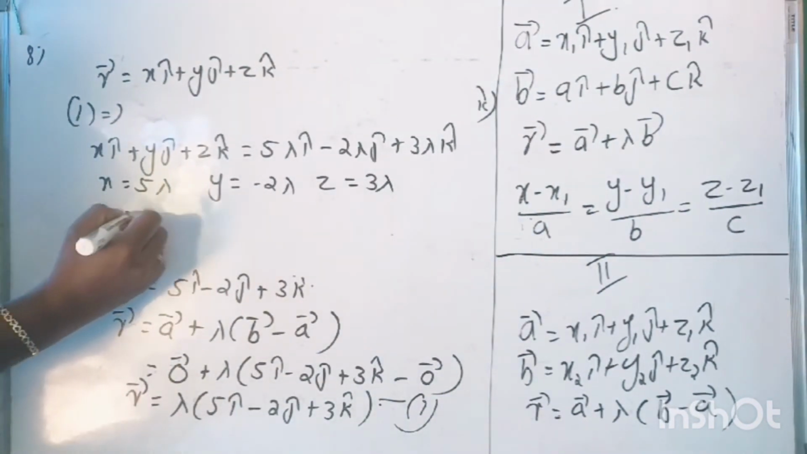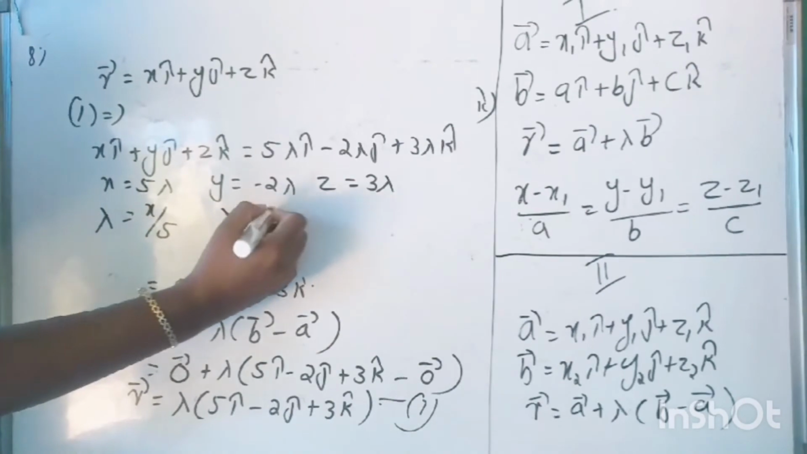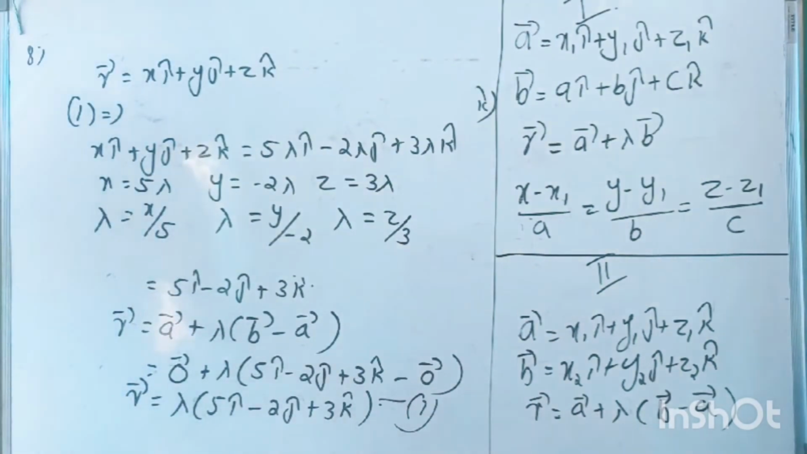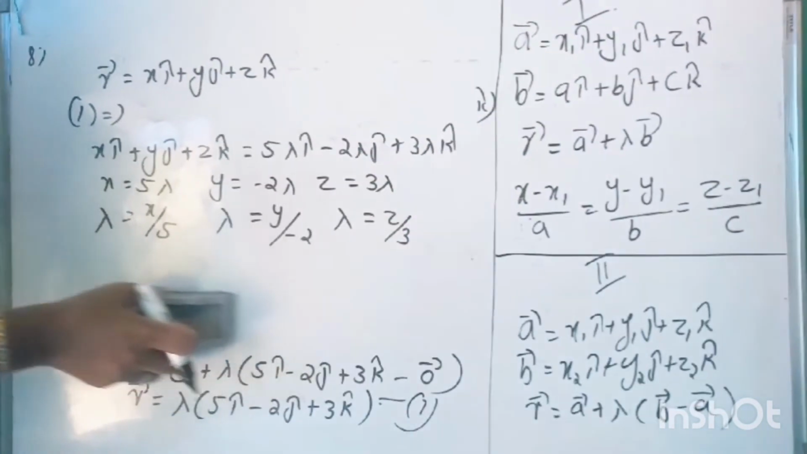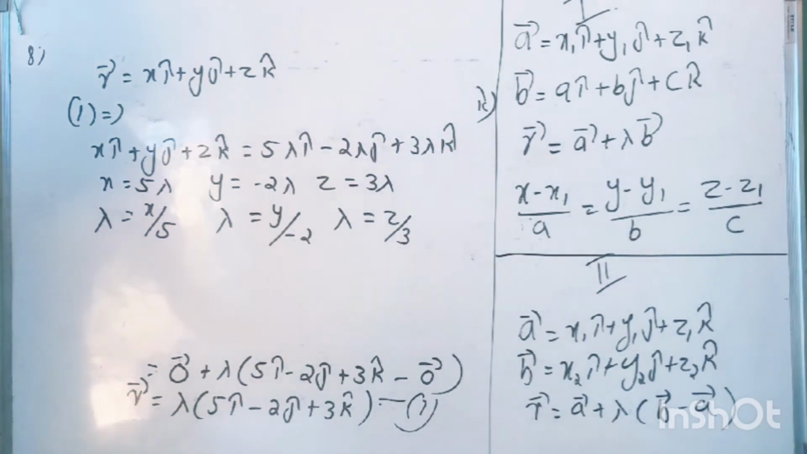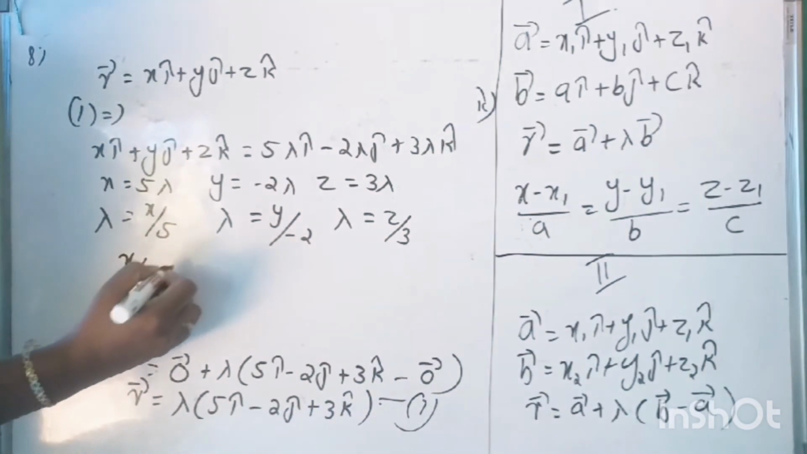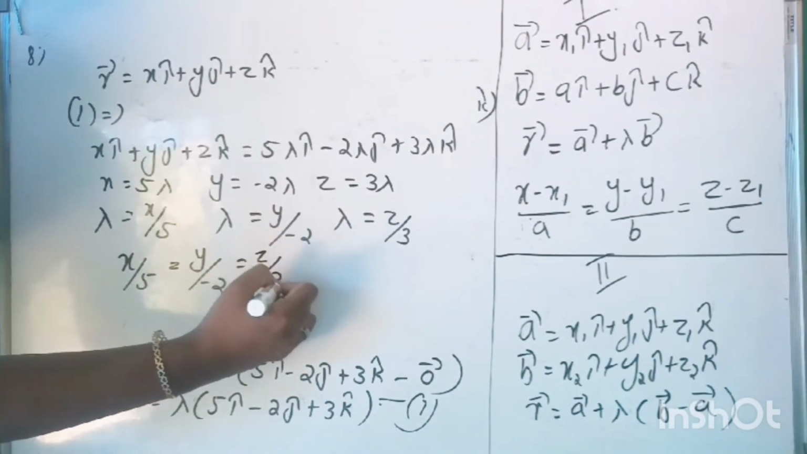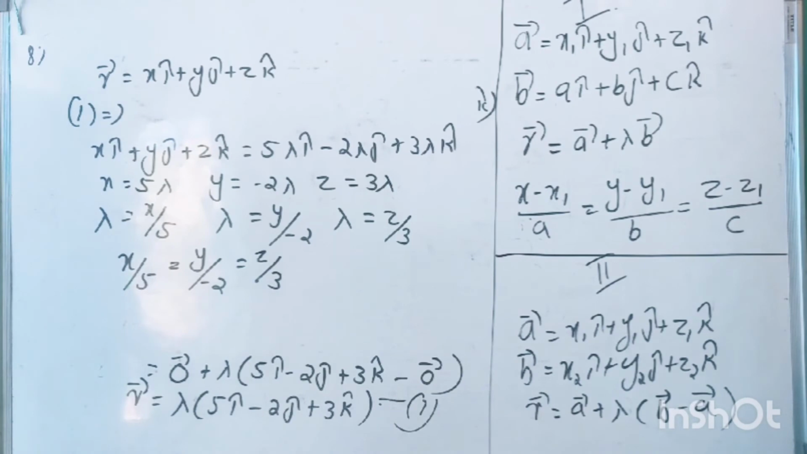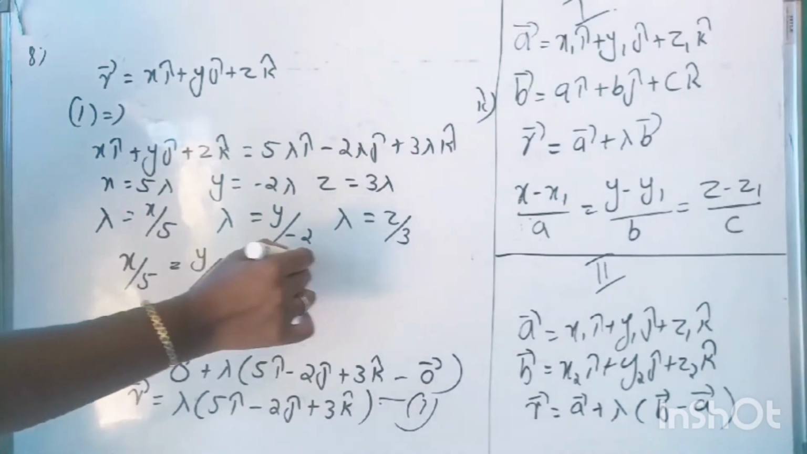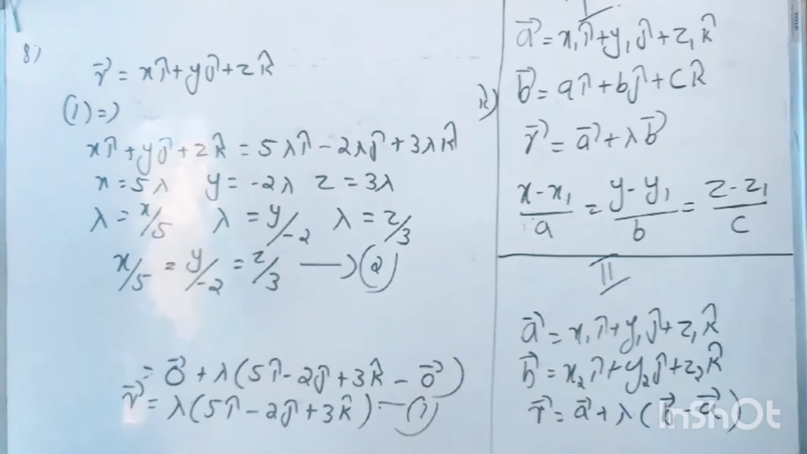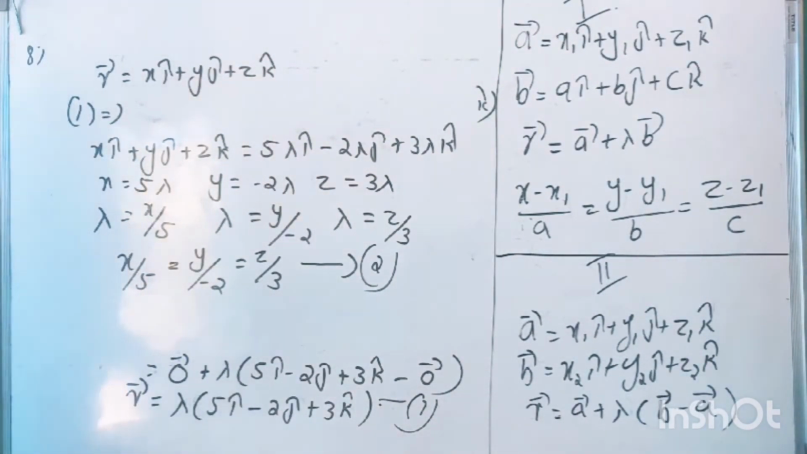That is lambda is equal to x by 5. Lambda is equal to y by minus 2. Lambda is equal to z by 3. On LHS we have lambda, so we can compare the RHS, that is x by 5 is equal to y divided by minus 2 is equal to z by 3. This is our Cartesian equation. The equation number 2 is our Cartesian equation, and the equation number 1 is our vector equation.